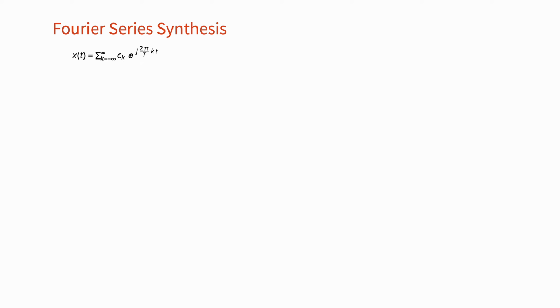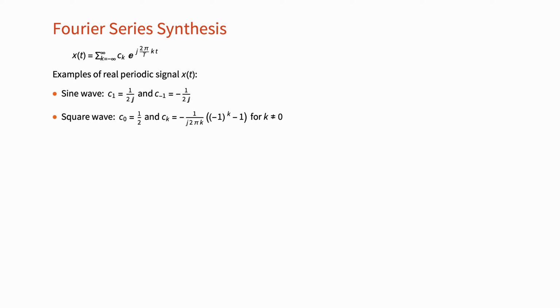So far, in the earlier examples, we focused on finding the Fourier series coefficients using the analysis formula. Once we have these coefficients, the synthesis formula gives us the signal in terms of a linear combination of harmonically related complex exponentials. A real-valued periodic signal x of t is simply a finite or infinite linear superposition of scaled harmonically related complex exponentials. In the case of the two previous examples, c_1 and c_-1 returned a sine wave, and coefficients c_0 and c_k's for non-zero values of k gave a square wave with period 1.